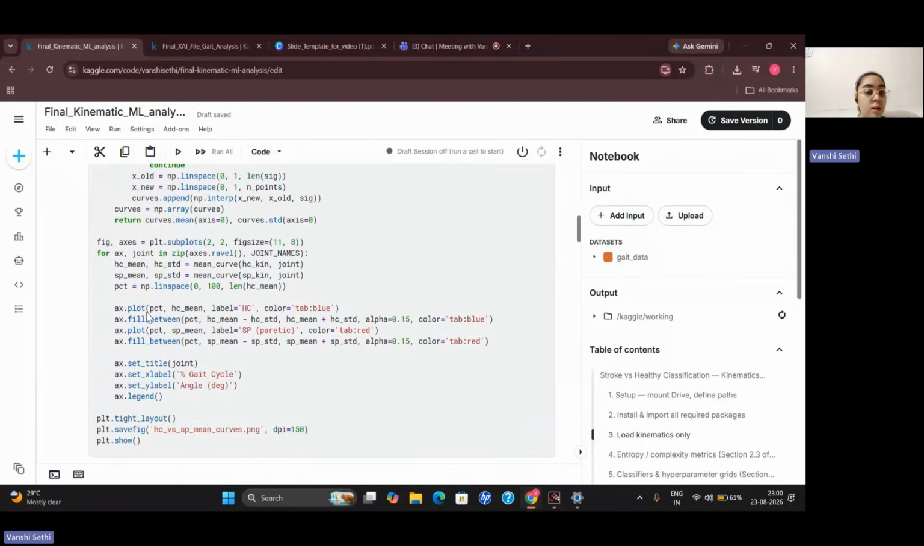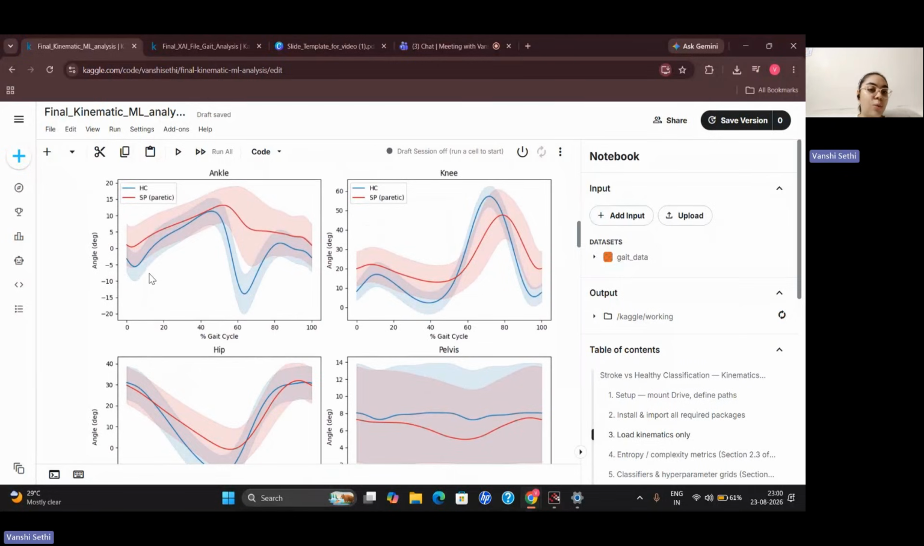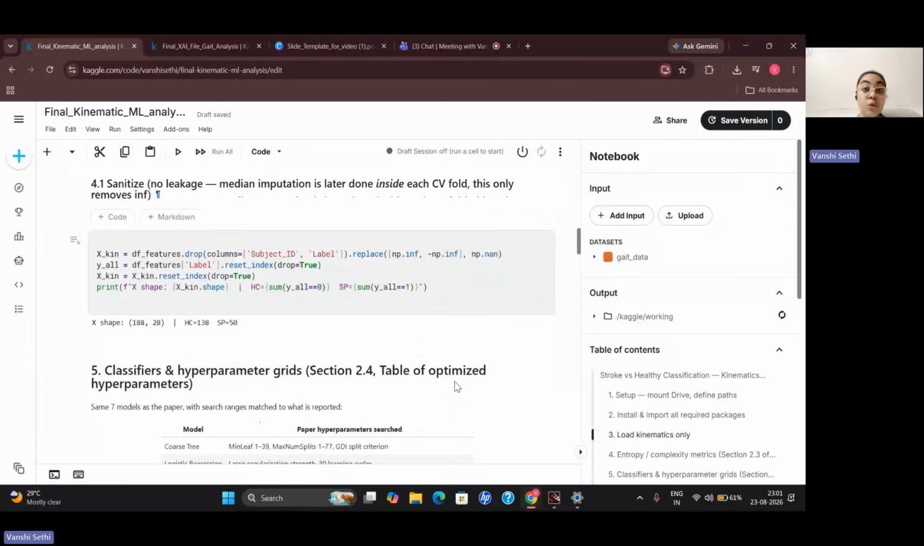After doing all these things, I tried to plot it just to see how things are moving. You can see the deviation, like the ankle of a stroke person. It is not going down here. There's a huge difference between them. Again, you can see all these differences which lie here. So that was just a visual part, so that I get to know what is actually happening, not just the numbers that I need to read.